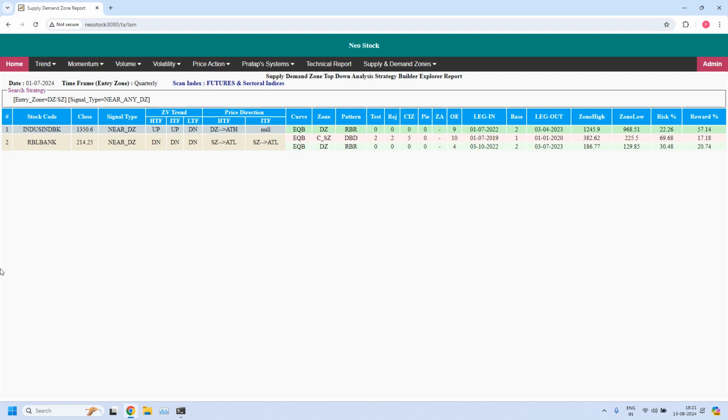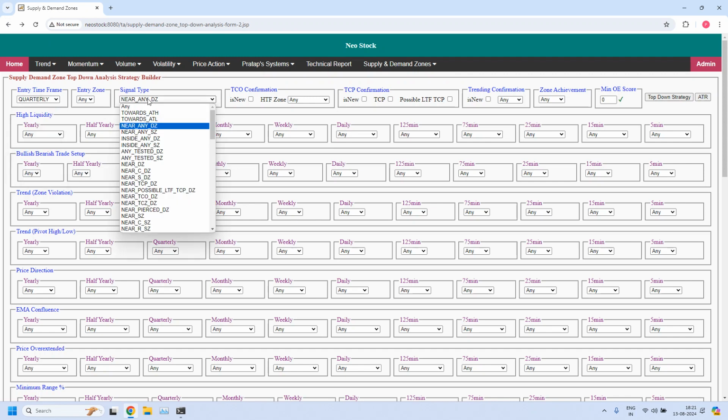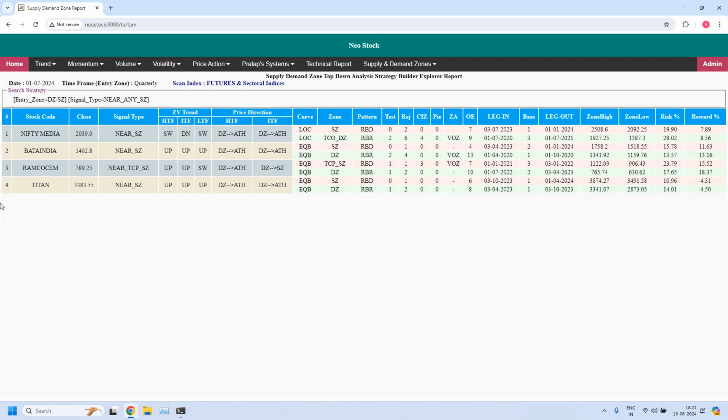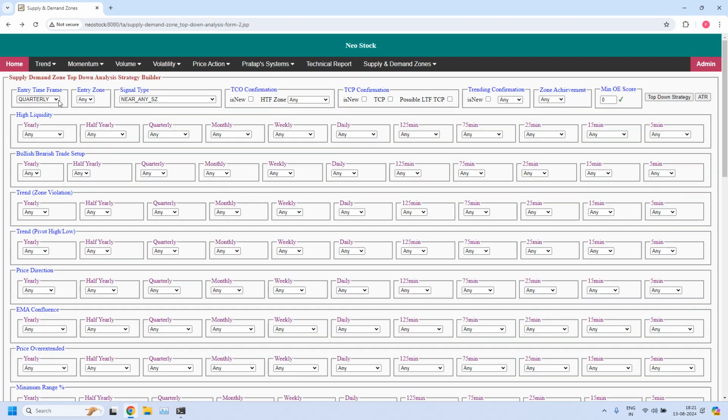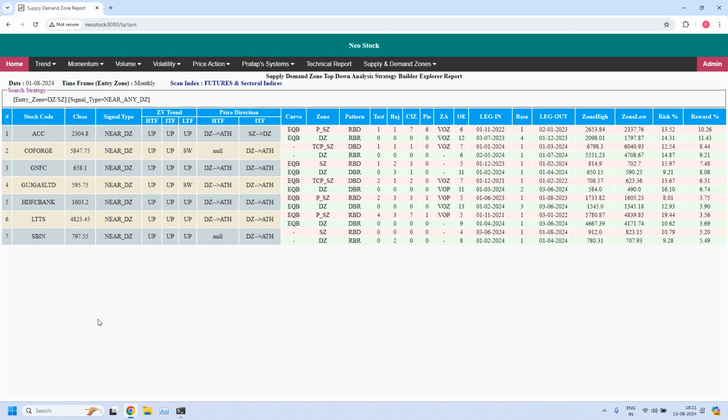Okay, now let me generate the next report. I'm going back. For the quarterly time frame, let us find the stocks near quarterly supply zone. Four stocks are filtered which are near the quarterly supply zone. And the next report is for the monthly time frame. Changing the time frame to monthly, let us find the stocks near monthly demand zone. Seven stocks are near the monthly demand zone.